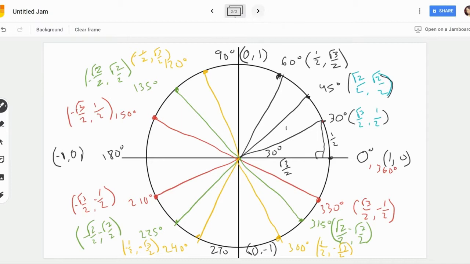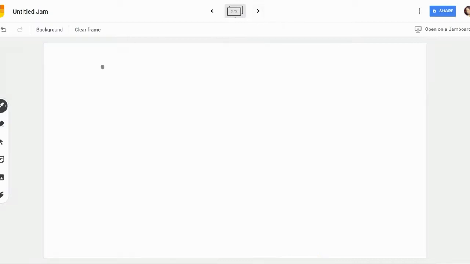It means basically this, that whatever angle you're at, cosine of theta is equal to your x value of your ordered pair. Sine of theta is equal to your y value of your ordered pair. What about tangent?